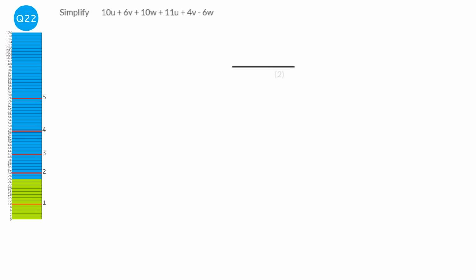This question's all about like terms. So what we can do is add this 10u with this 11u to make 21u. We can also add this 6v with this plus 4v to make 10v. We can also add this 10w to this minus 6w. So 10 take away 6 is 4w, so plus 4w. But we can't add a u term to a v term to a w term, so we have to just leave them be. So our answer is 21u plus 10v plus 4w. But we can multiply them, we just can't add or subtract them.